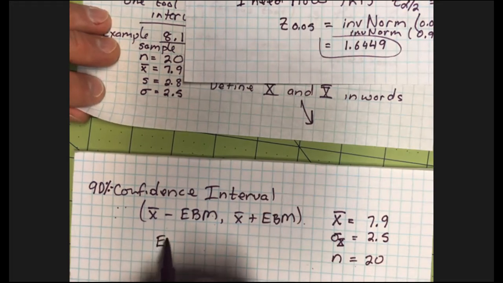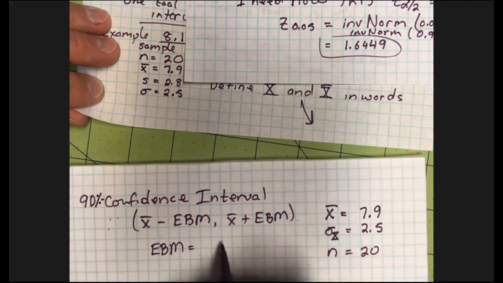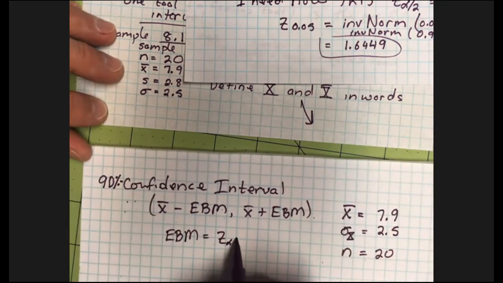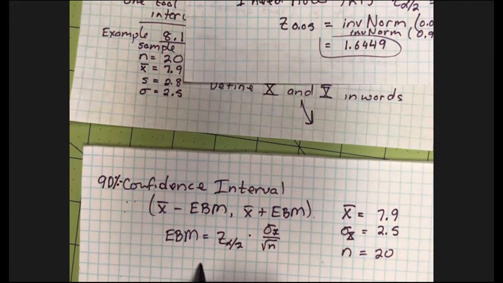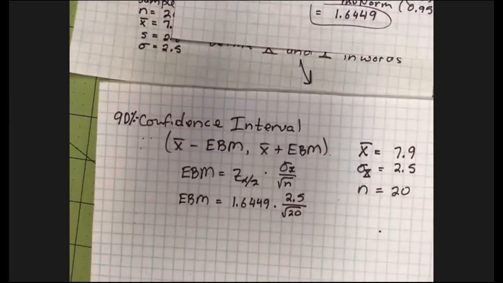This is all I need to fill in the error bound and the confidence interval. The error bound is Z alpha over 2, sigma over the square root of N. So Z alpha over 2, now let's do the calculation, was 1.6449. I'm rounding here, not unreasonably. We can talk about how not to round later if you like. The sigma was 2.5. The N is 20, so I need the square root of 20.